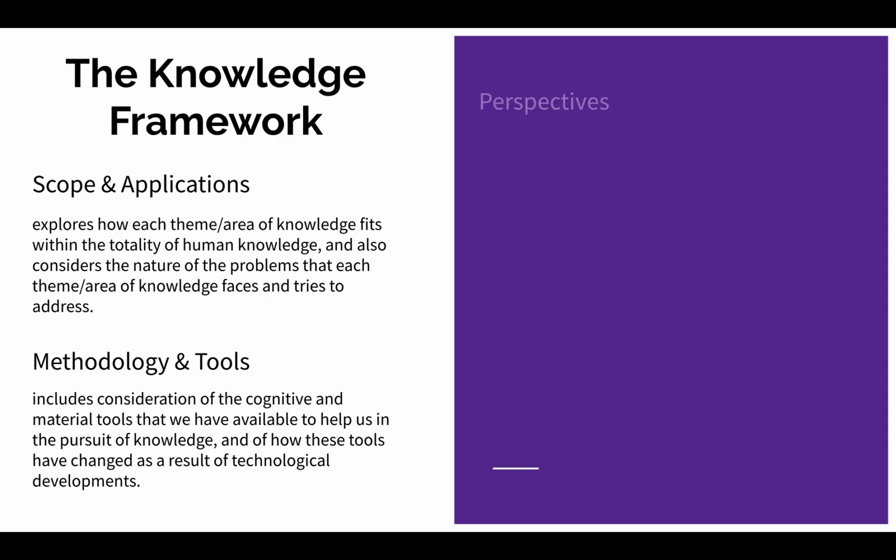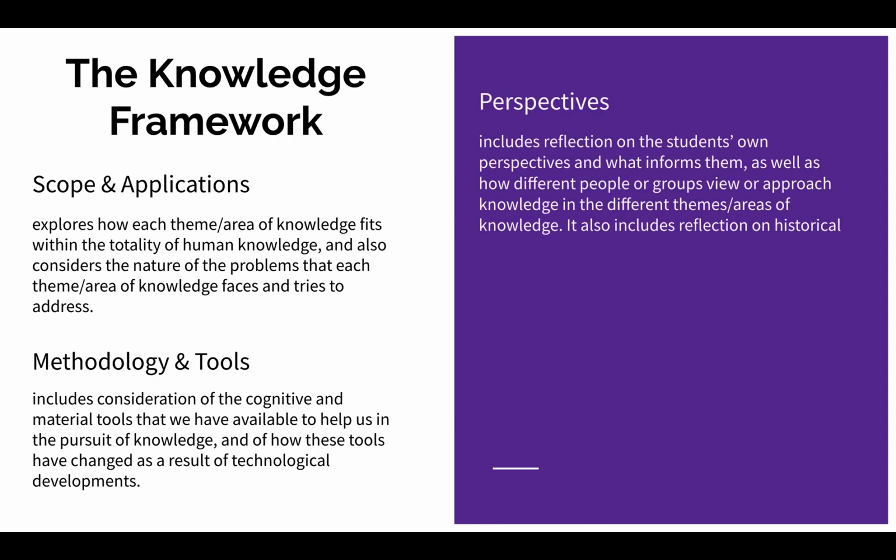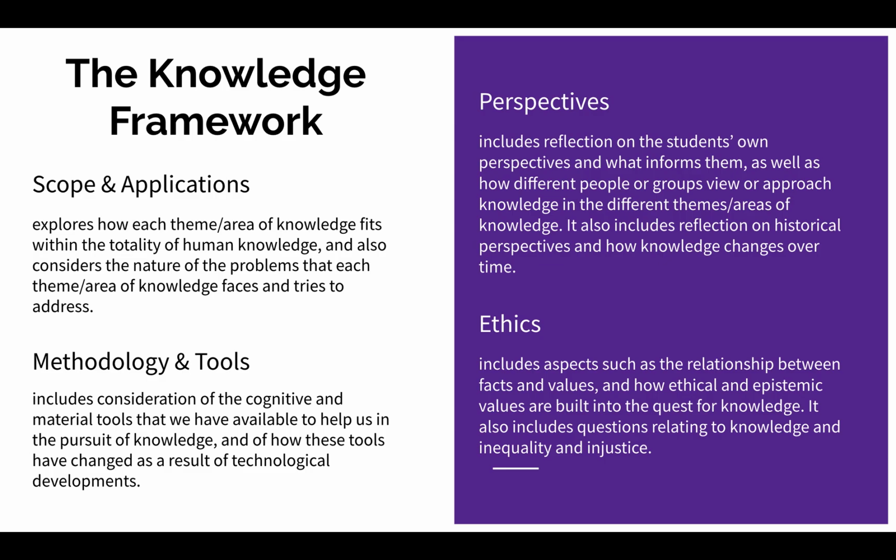There are perspectives, which includes reflection on the student's own perspective and what informs them, as well as how different people or groups view or approach knowledge in the different themes or areas of knowledge. It also includes reflection on historical perspectives and how knowledge changes over time. And lastly, there's ethics, which includes aspects such as the relationship between facts and values and how ethical epistemic values are built into the quest for knowledge. It also includes questions relating to knowledge and equality or inequality and injustice.